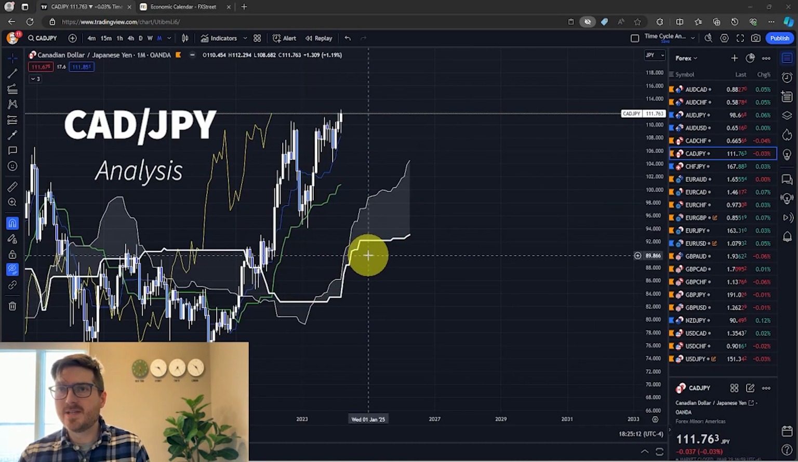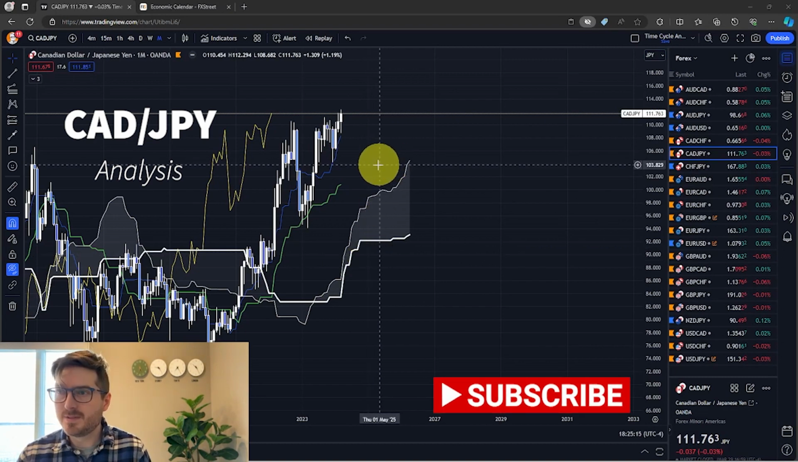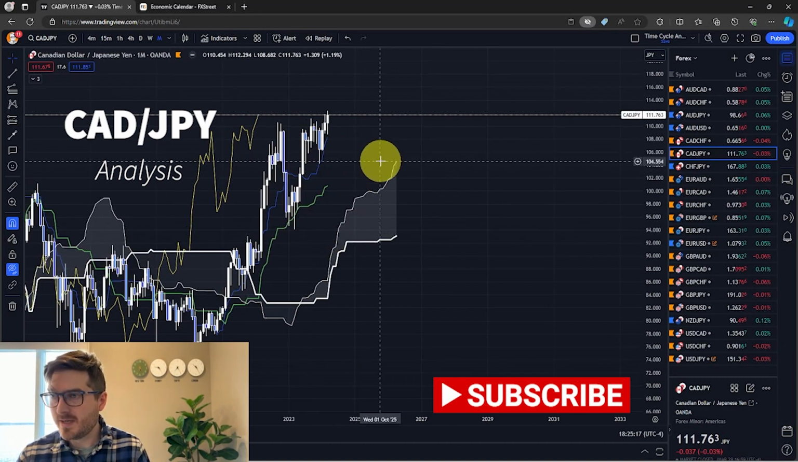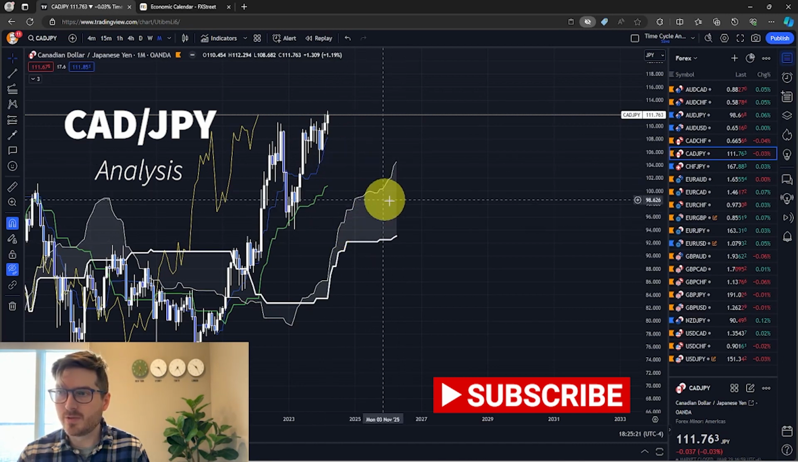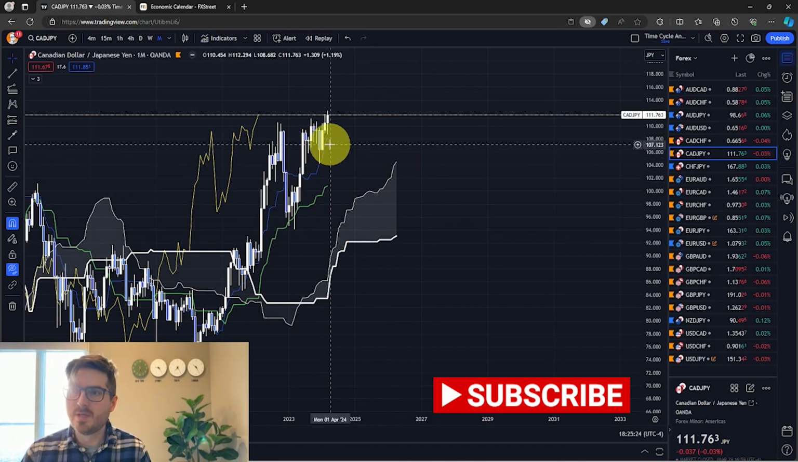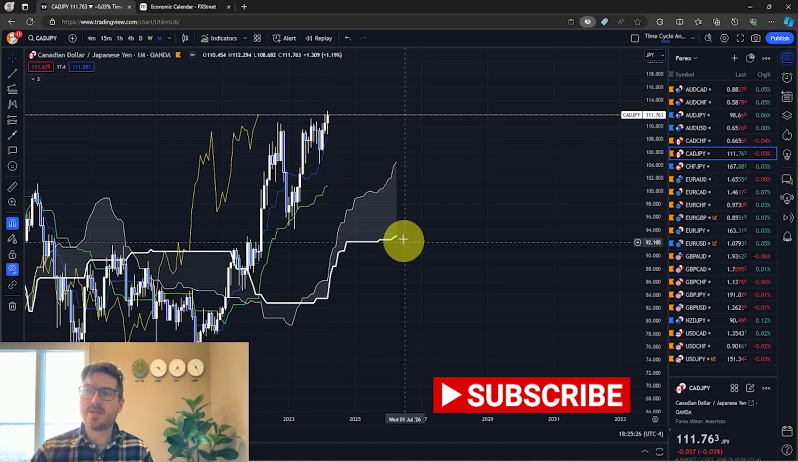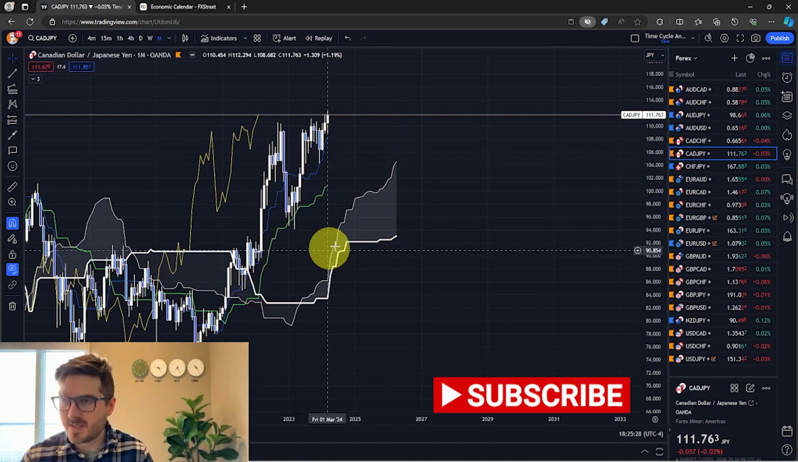Okay, CAD JPY on the monthly. Now guys, you know the deal. Everything's pointing up, so this is bullish. We got a nice strong bullish Kumo cloud structure also. So Tenkan-sen, Kijun-sen, Senko Span A and B, all pointing up. So this is a bullish trend.